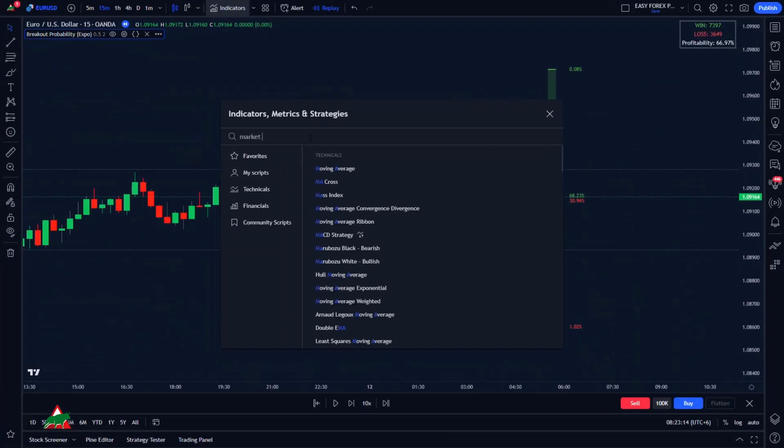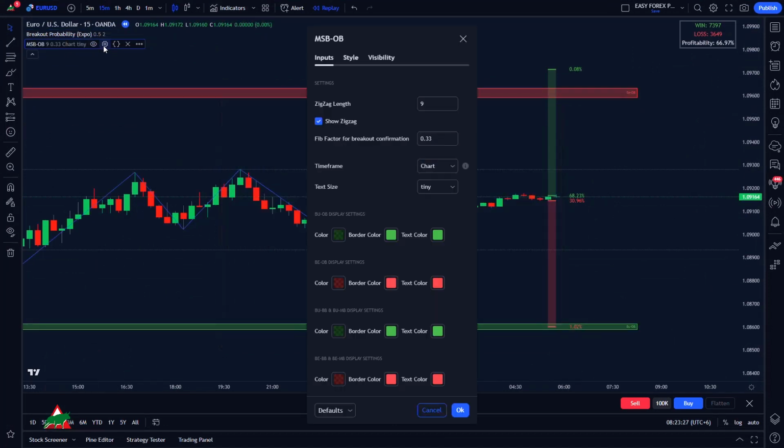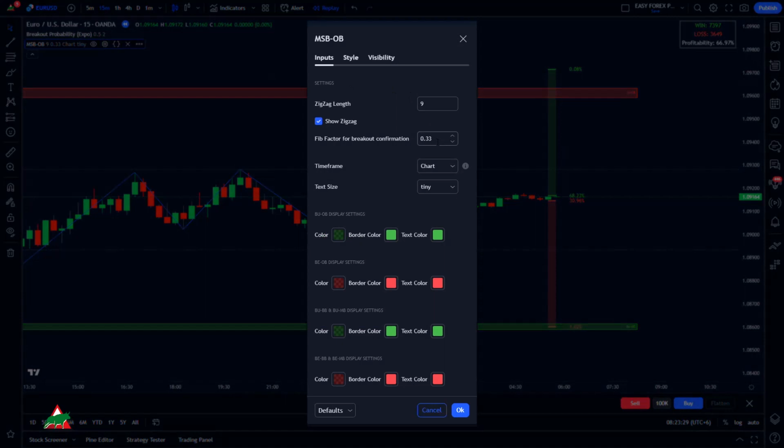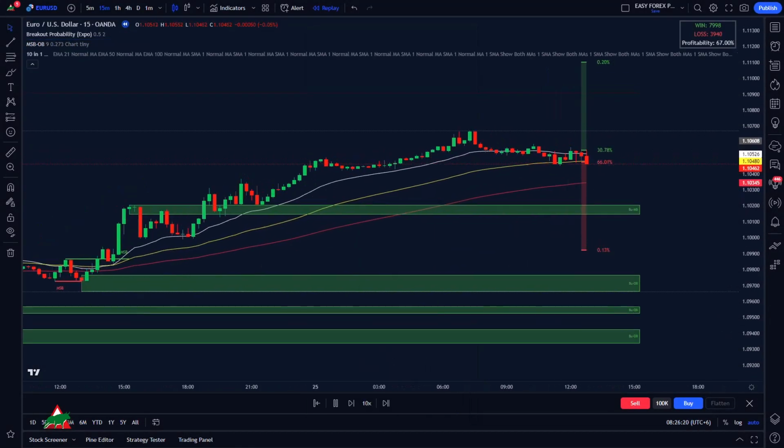Now, we will add our second indicator, the Market Structure Indicator by Emre KB. Now go to the indicator settings and change the fib factor for breakout confirmation from 0.33 to 0.273. Let's first introduce the market structure indicator.